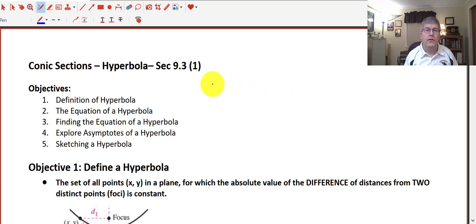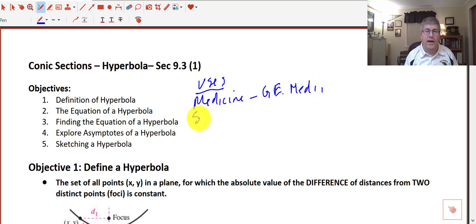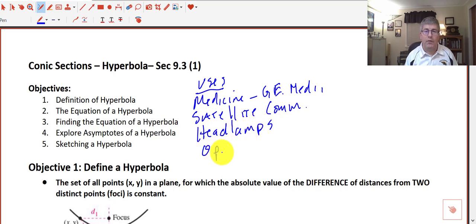Welcome back. We're going to continue our studies of conic sections by exploring the hyperbola. In real life, hyperbolas have many uses. You will see their uses in medicine, so think about GE Medical, like an MRI machine and that kind of thing. You'll see them in satellite communications, in headlamps of cars or your headlights, and also in optics. So you'll see uses of hyperbolas in many real-life situations.